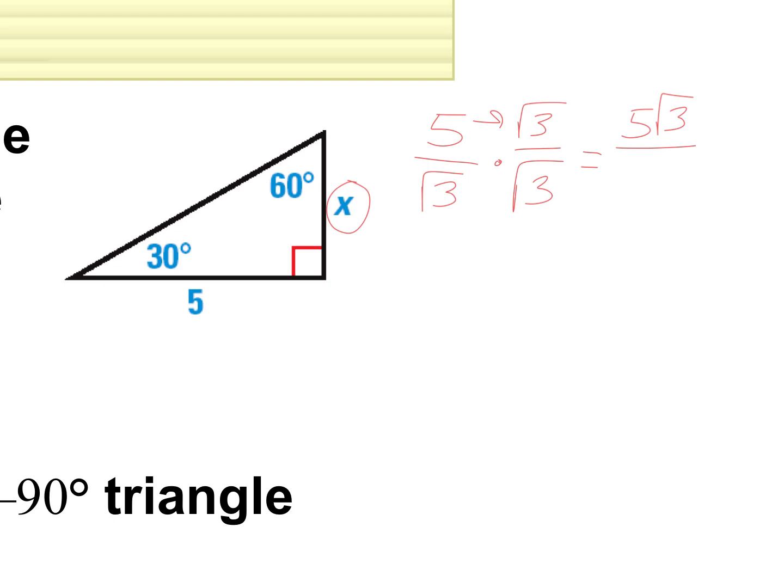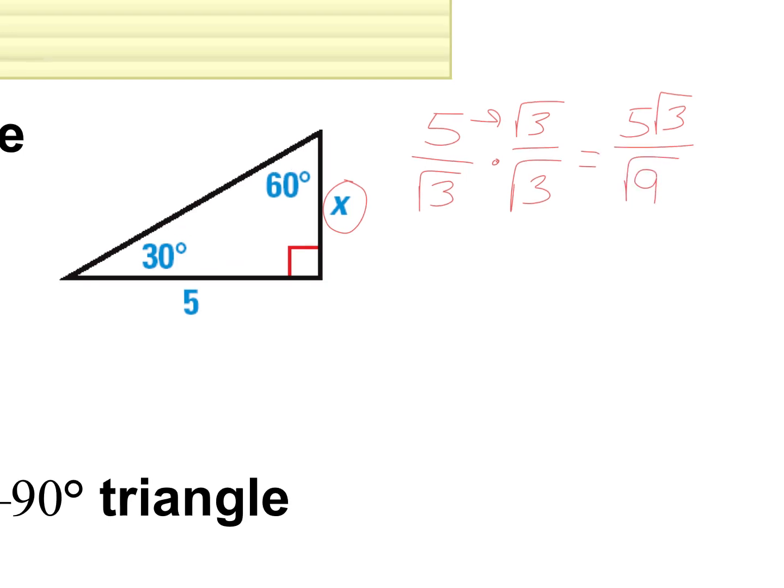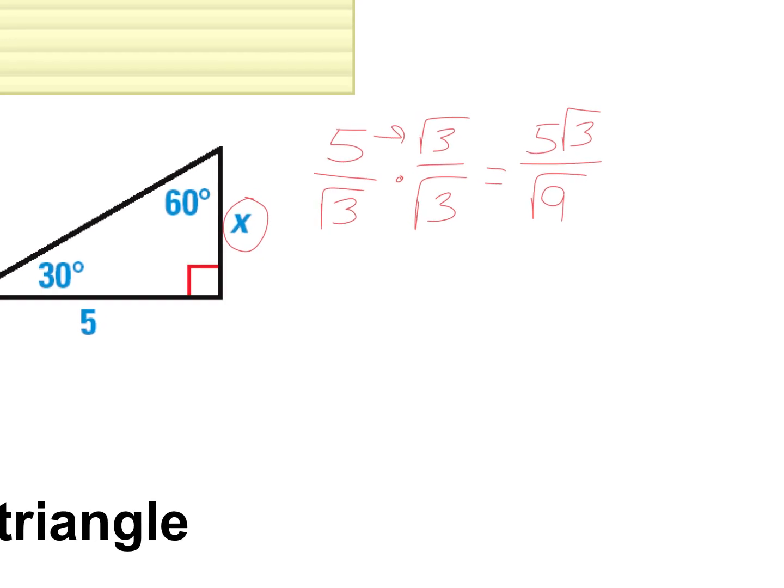And then what do I get on the bottom? Square root of 9. Can we keep going? Yep, we still have that radical on the bottom. So I'm going to keep the top. What does the bottom change to? 3. Yep. Why is it not the square root of 3 anymore? Because we took it out. Right, because we already applied that square root to the 9. So the square root is gone after you've used it.